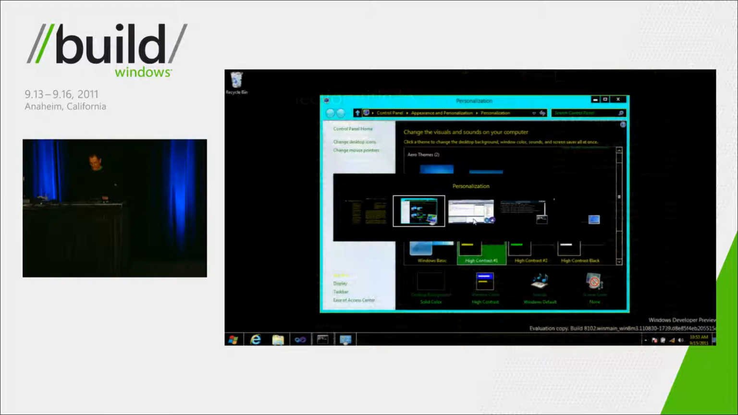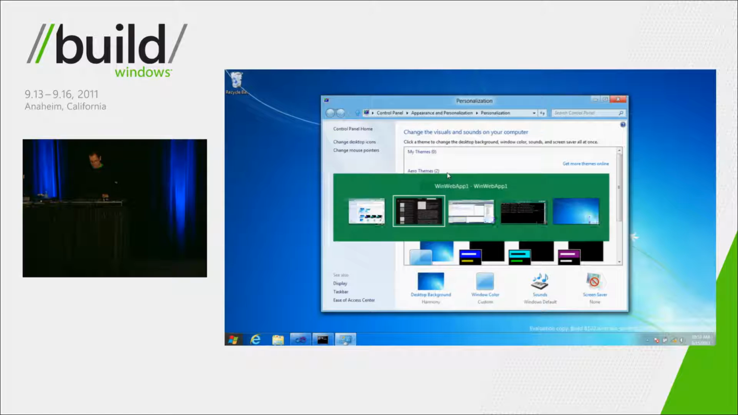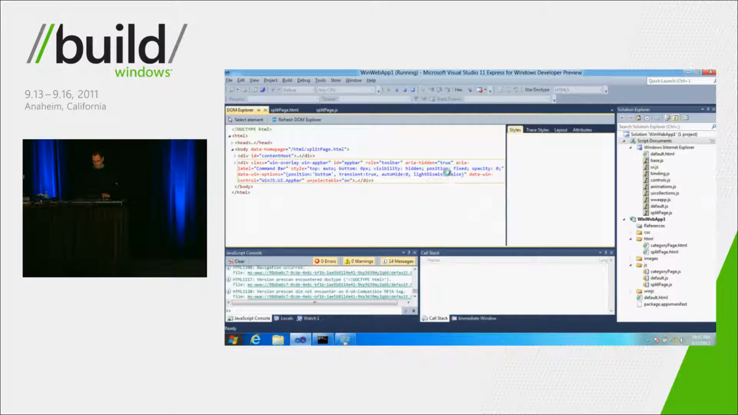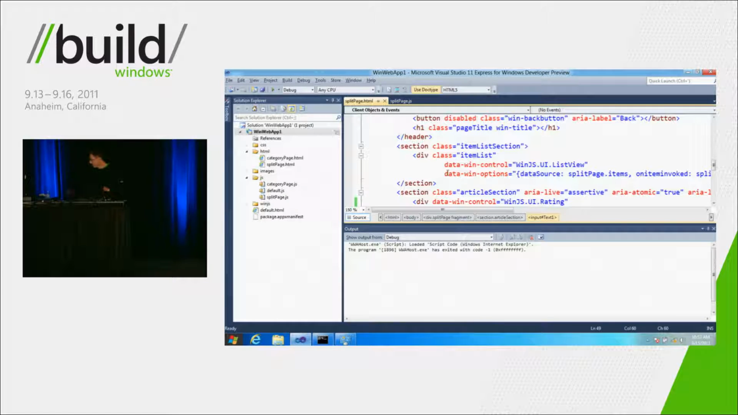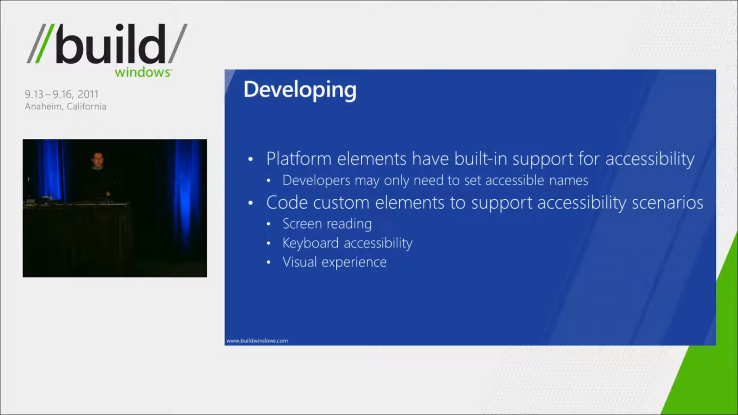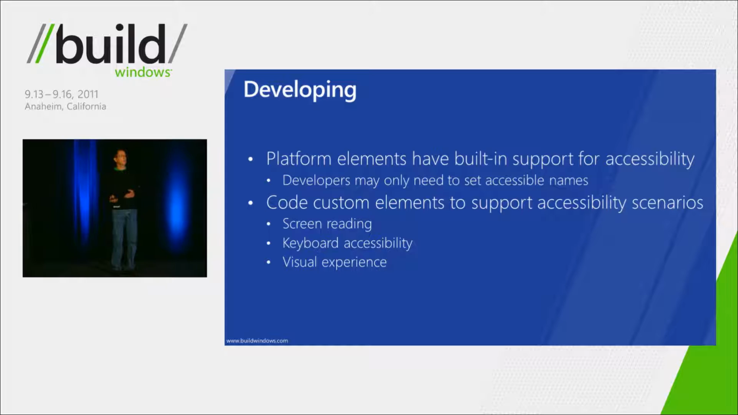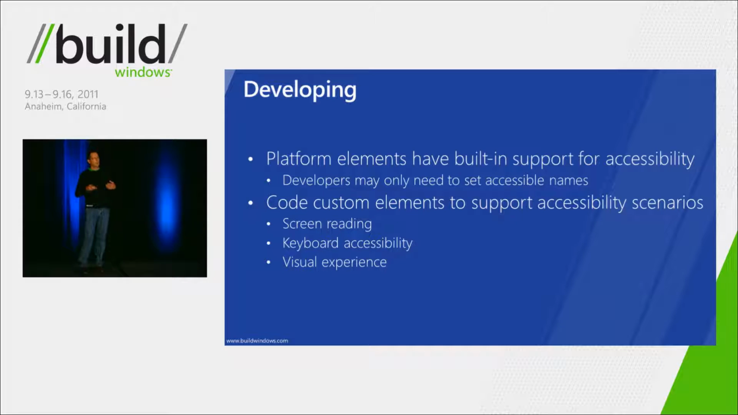So I'll switch back to the theme we had before. I'll close the app down. Okay, so you create a new app and it's accessible by default because the templates are accessible. Now you're going to add more things and turn it into your app.